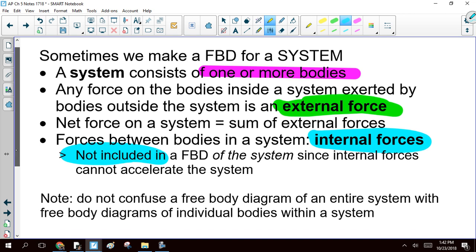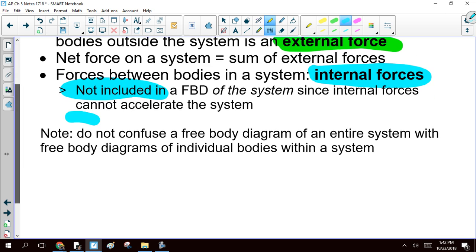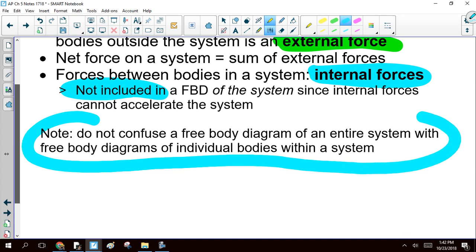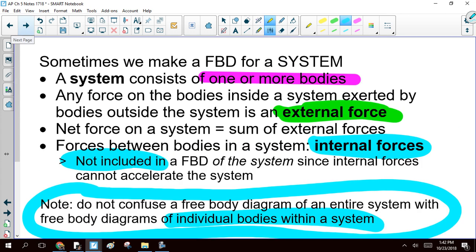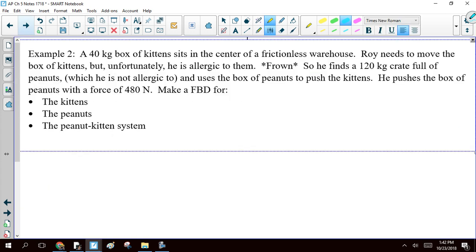So what this means is when you do these problems that have systems, remember there are a number of different free body diagrams you can draw. You can make a free body diagram for the system as a whole or for the individual bodies within the system, all right? And they're different, okay? So with that in mind, let's run through this first example, all right?